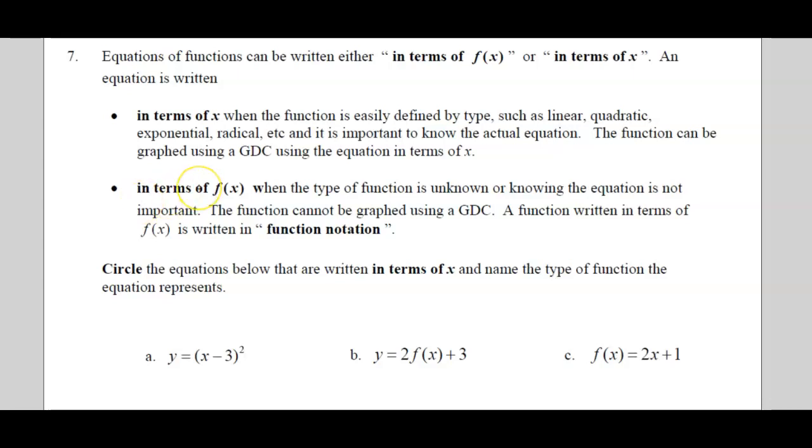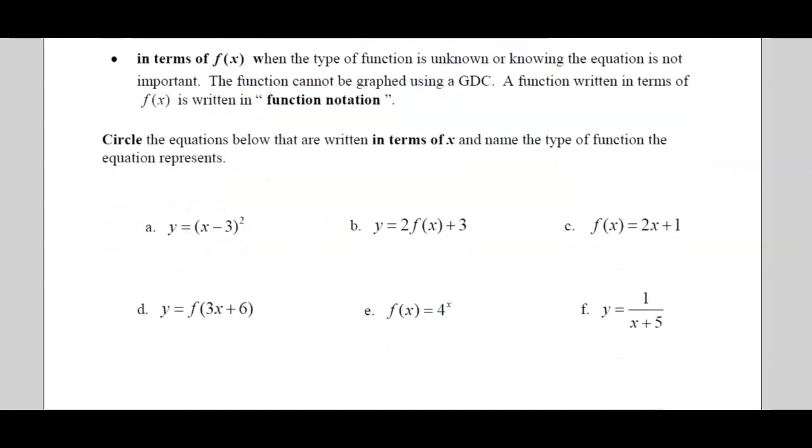So when it says write in terms of f of x, that's when the type of function is unknown, or knowing the equation is not important. Can't be graphing it, because you don't know what it is. And so really it's in function notation, f of x. It could be g of x, it could be h of x, whatever letter. It's the name of it. It's not the actual function.